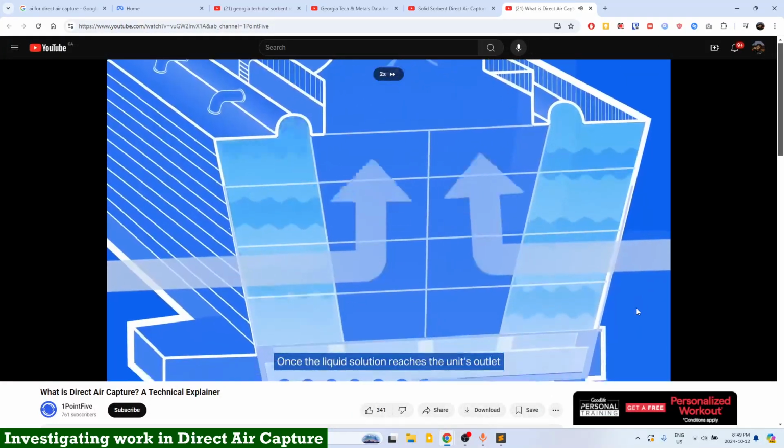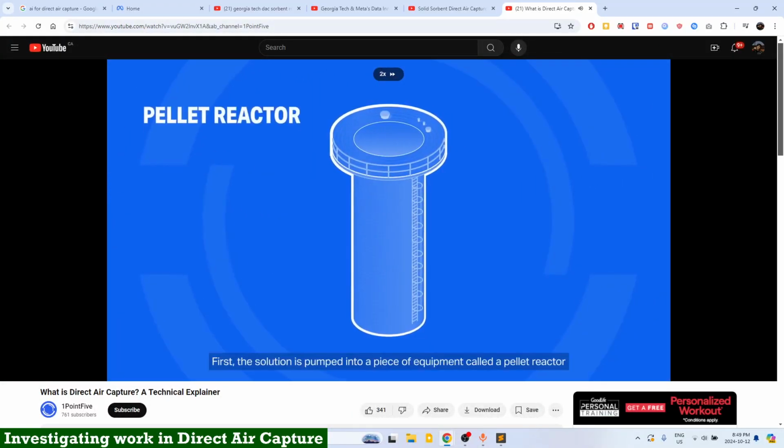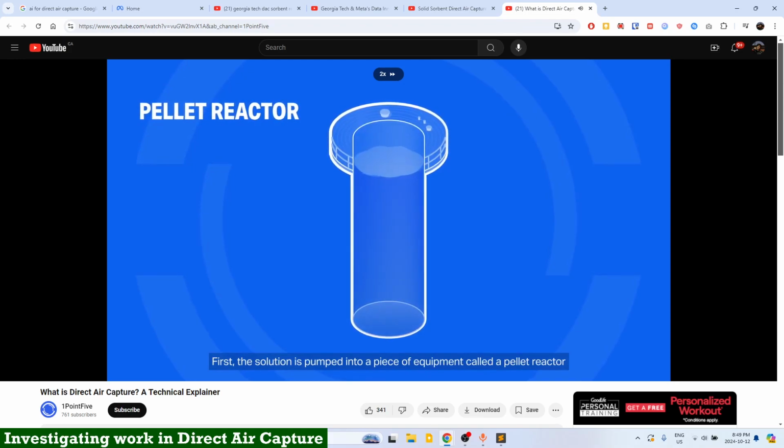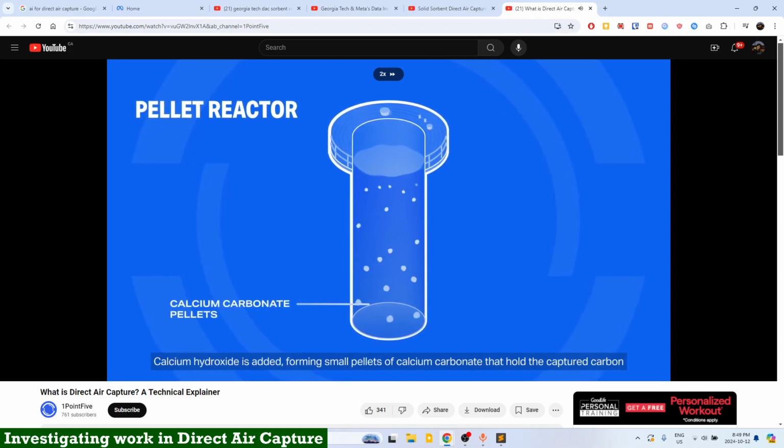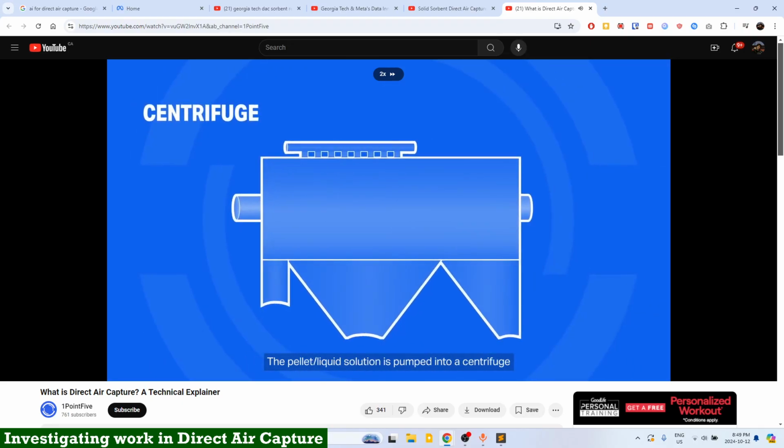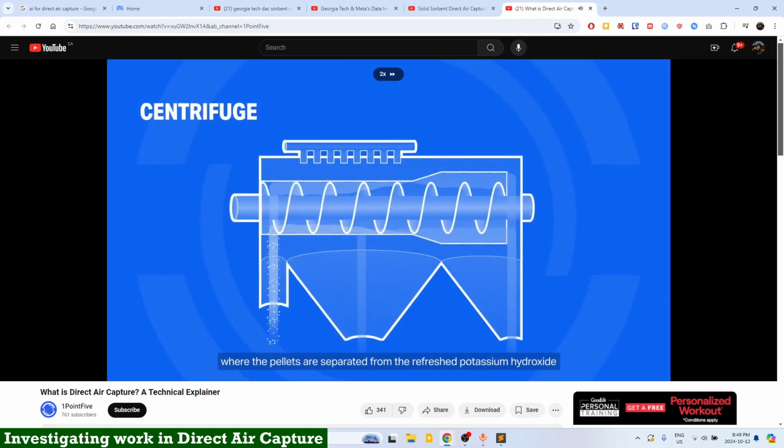Once the liquid solution reaches the unit's outlet, the process of concentrating the captured CO2 begins. First, the solution is pumped into a piece of equipment called a pellet reactor. Calcium hydroxide is added, forming small pellets of calcium carbonate that hold the captured carbon. The pellet liquid solution is pumped into a centrifuge, where the pellets are separated from the refreshed potassium hydroxide.